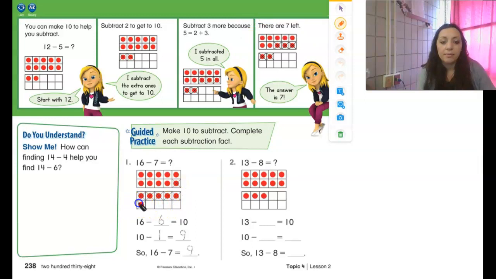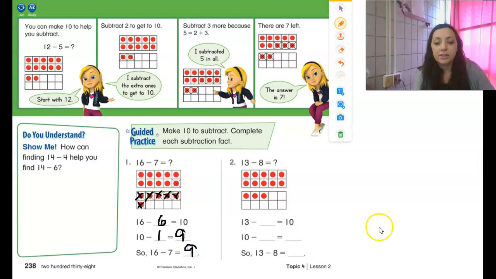So on the bottom, I took away 6 from 16 first because I know there's 6 left on this 10 frame. And then think about the number 6. I want to take away 7, so 7 is 1 more, so I need to take away 1 more from 10, and that would equal 9. So 16 take away 7 is 9. That's a little bit confusing, but we're going to figure it out, okay?